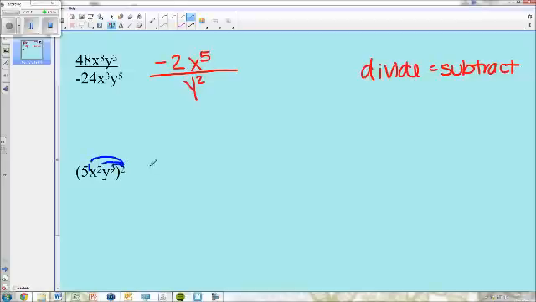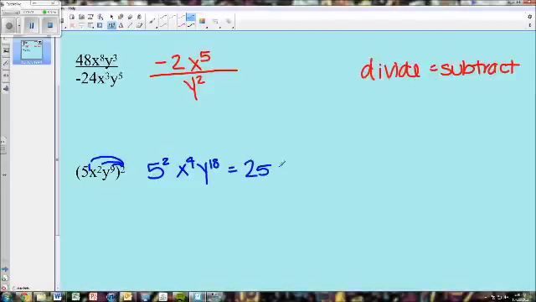So really my problem becomes 5 to the 1 times 2, which is 2, and x to the 2 times 2, which is 4, and y to the 9 times 2, which is 18, and 5 squared, or 5 to the second, is really 25. So I get 25, x to the fourth, y to the 18th.